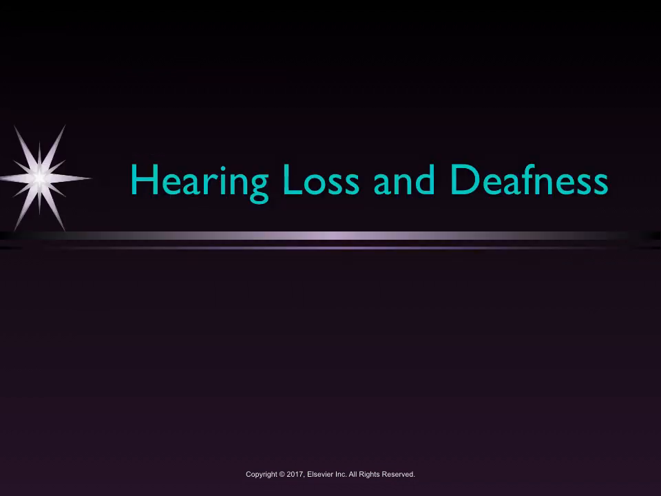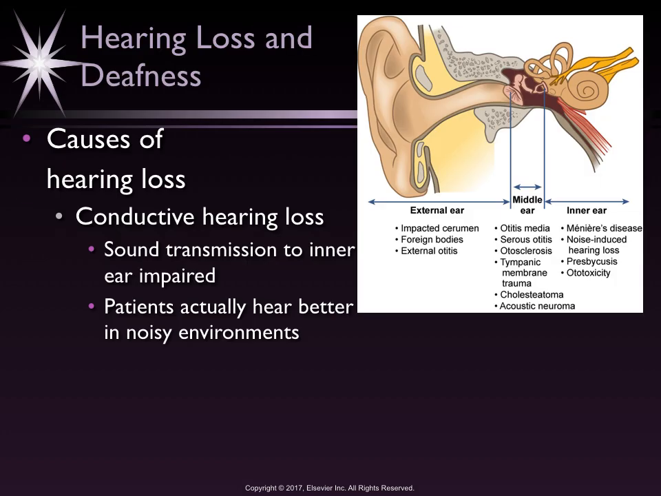So now we're going to talk about hearing loss and deafness. When we look at hearing loss and deafness, there's two things that we look at, whether it's a conductive loss or whether it's a sensorineural loss. And the conductive loss occurs in the outer and middle ear, and it impairs the sound being conducted from the outer to the inner ear.